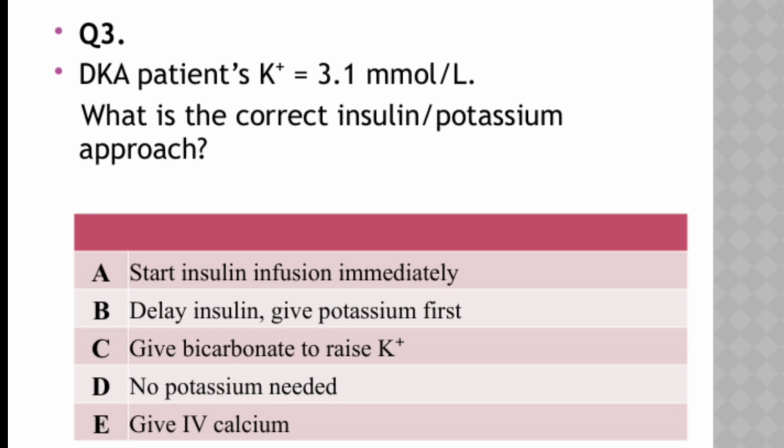This prevents hypokalemia from worsening once insulin drives potassium into the cells. In this scenario, delaying insulin until we correct the potassium makes sense. Giving potassium first helps stabilize the patient's cardiac membrane potential. Once the potassium is at a safer level, say above 3.3 or 3.5 mmol/L, we can then start insulin infusion safely. Therefore, among the options, delaying insulin and administering potassium first is the most appropriate.